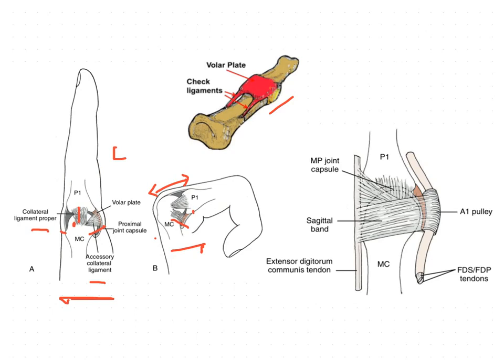Okay, and in this study they have attributed the limitation of abduction and adduction in metacarpophalangeal flexion to collateral ligamentous tension. They proposed that the bicondylar shape of the volar surface of the metacarpal head resulted in a bony block at about 70 degrees of metacarpophalangeal joint flexion.